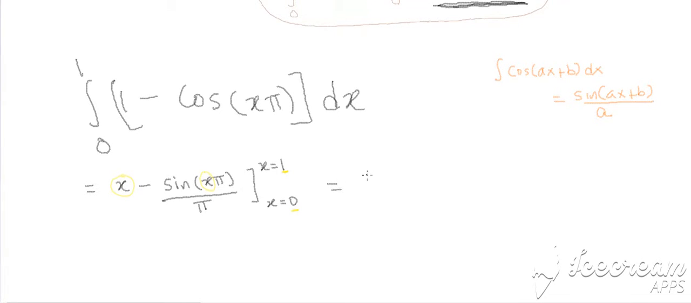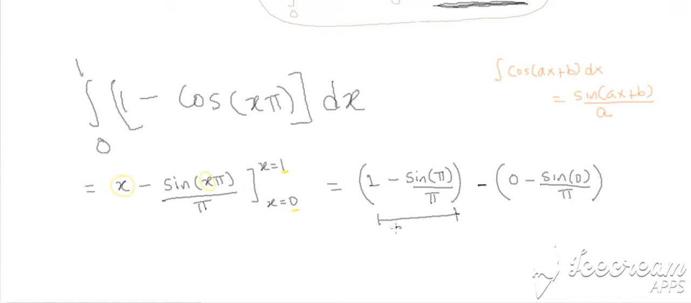So this is equal to, when we replace x by 1, it is 1 minus sine of 1 pi, which is pi over pi, minus, better to put a bracket, x is 0 minus sine of 0 pi means 0 over pi. It's always better to put the bracket to avoid any confusion, to avoid any mistakes. So these are the limits at x is equal to 1, and these are the limits at x is equal to 0.